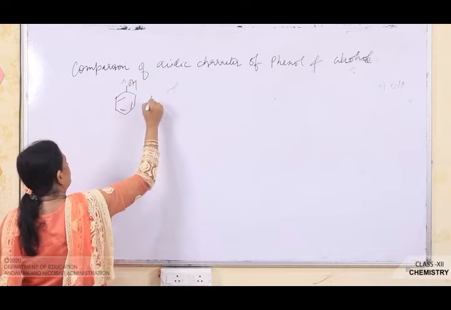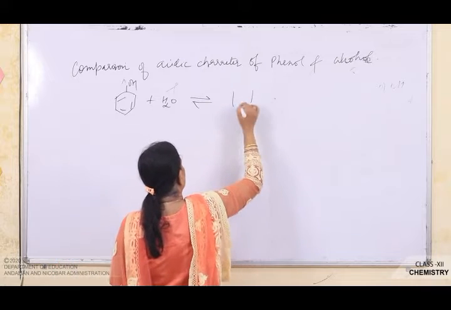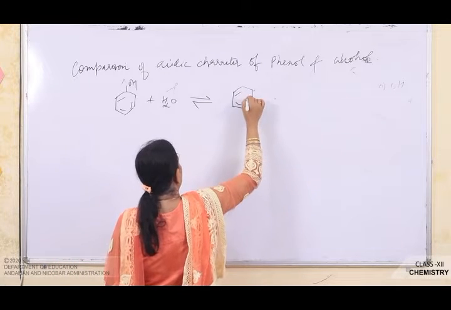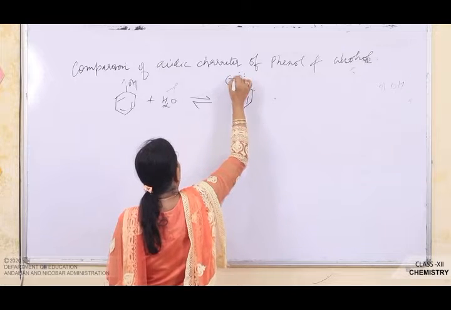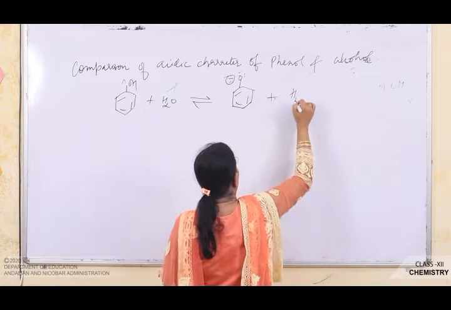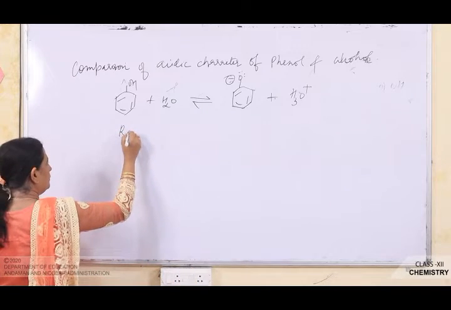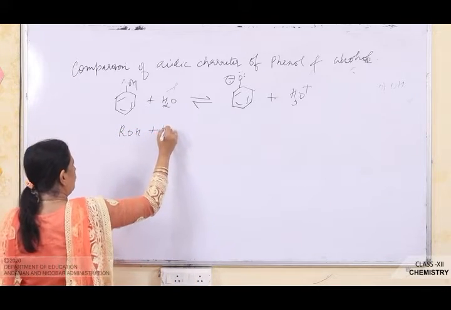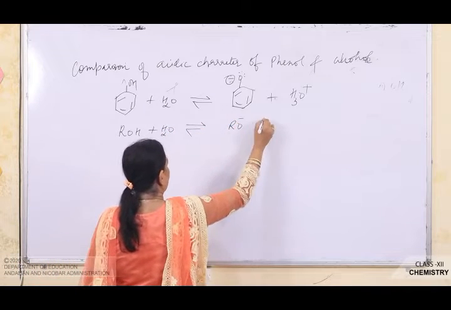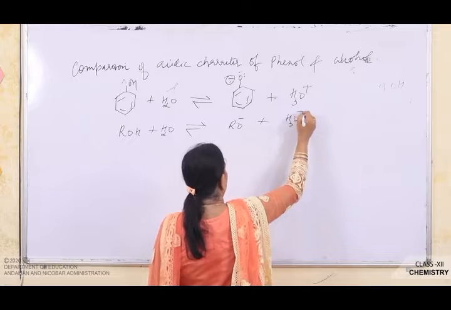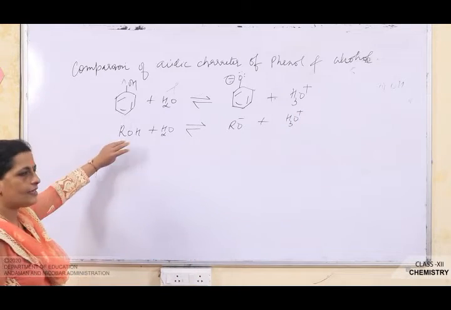Phenol, when dissolved in water, gives phenoxide ion plus hydronium ion, H3O+. Now alcohol, dissolved in water, gives alkoxide ion plus H3O+. Okay, so we are going to compare the acidic character of phenol and alcohol.